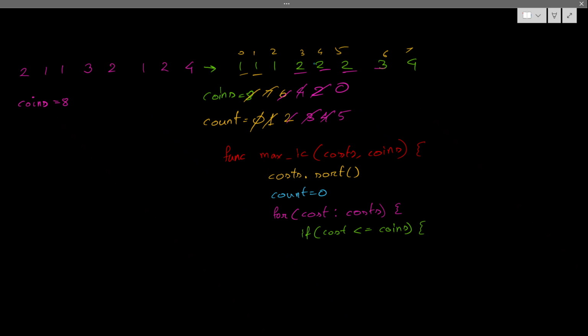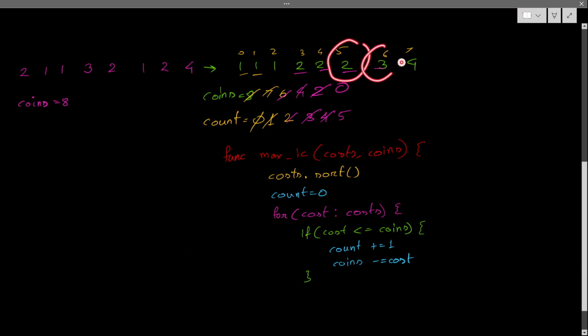So for that I have to do two things. First, I'll increase the count, count plus equals 1, and I will reduce the amount from my coins, so coins minus equals the cost. Simple. But if it is greater, as I told you, if at some point it becomes greater, in that time I will break the loop, because there is no need for further calculation. From this point onwards, every item is going to be higher than my current remaining coins. So in this case, else simply break the loop.